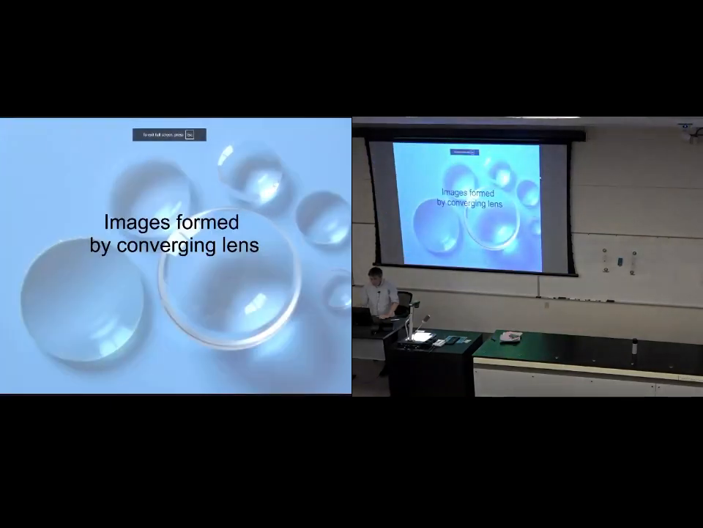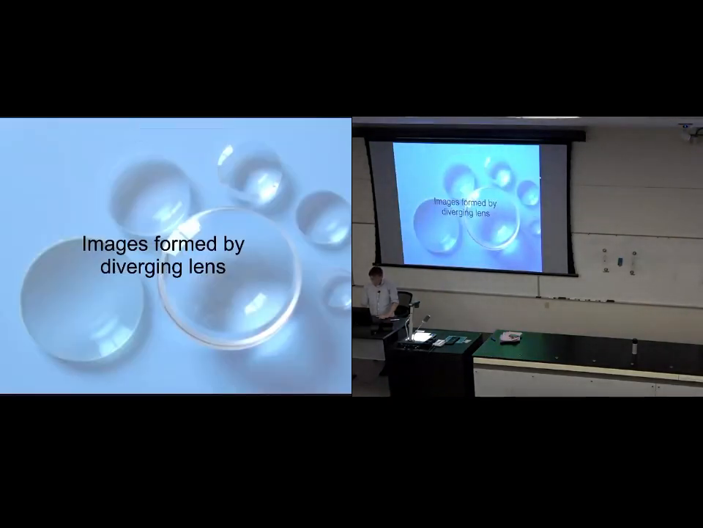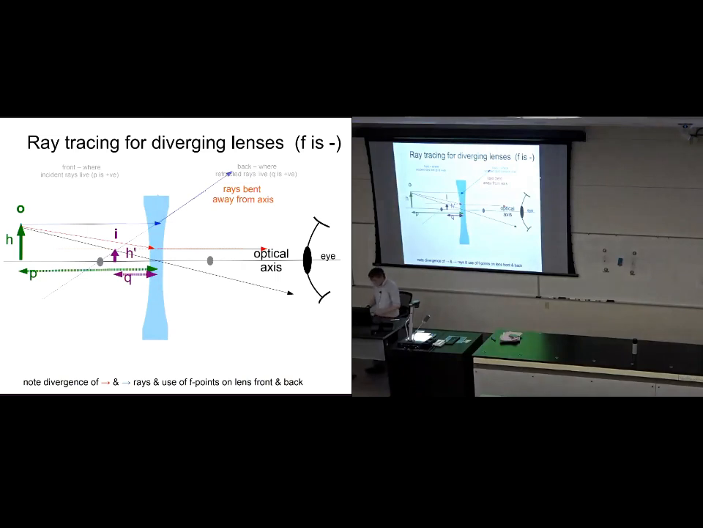Okay, so now let's talk about, where am I going? Diverging lenses. Let's do the ray tracing, and let's do the equations, and then let's quickly do a demo. Okay, so this picture here, ray tracing through a diverging lens, resembles the picture for ray tracing through a converging lens. So I'll go through it a bit more quickly.